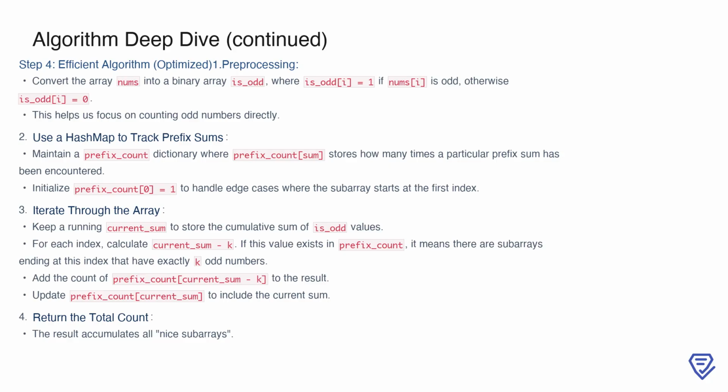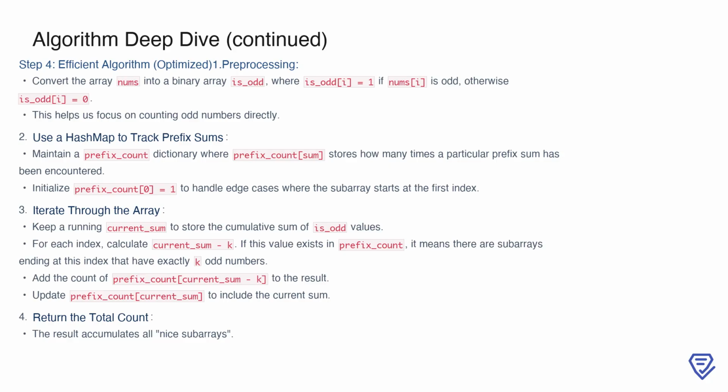Next, we use a hash map, prefix_count, to store the frequency of prefix sums encountered during our traversal. This hash map helps us track how many times a particular cumulative sum has occurred, which is critical for determining subarrays with exactly k odd numbers. We initialize prefix_count[0] to 1 to handle cases where a subarray starts at the beginning of the array.